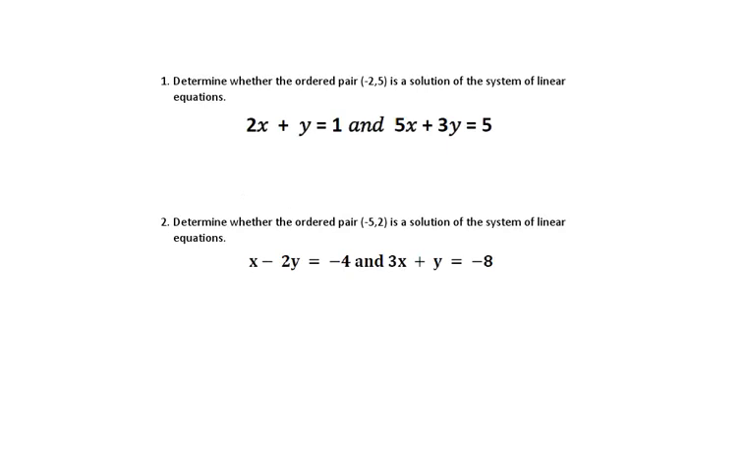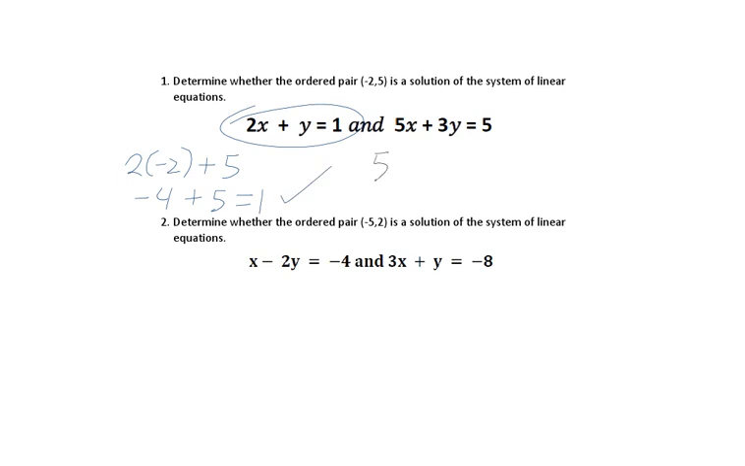So we'll start with this one over here. We're going to have 2 times negative 2 plus 5. 2 times negative 2 is negative 4, and negative 4 plus 5 is 1. So good so far.